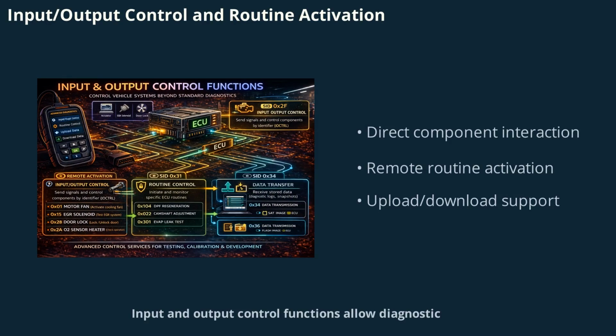Input and output control functions allow diagnostic tools to interact directly with specific vehicle components. For example, input-output control by identifier enables remote activation of routines, such as testing actuators or sensors. Additionally, stored data transmission and routine control services provide mechanisms for uploading, downloading, and managing diagnostic information. These capabilities are essential for in-depth diagnostics, calibration, and system validation during both development and maintenance.